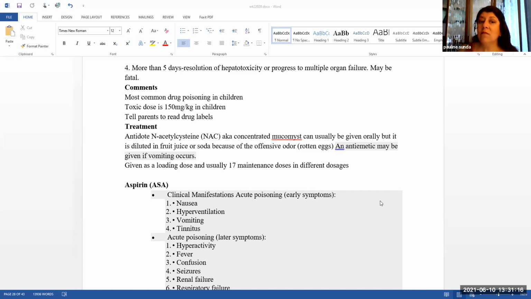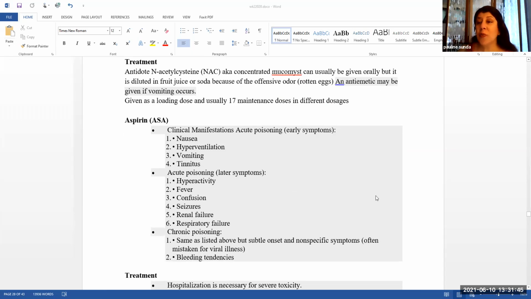If they throw up, they can be given an antiemetic. NAC is typically given as a loading dose, followed by 17 maintenance doses, and then they can be in different dosages. So you would give a loading dose, and then the following dosages will be different.